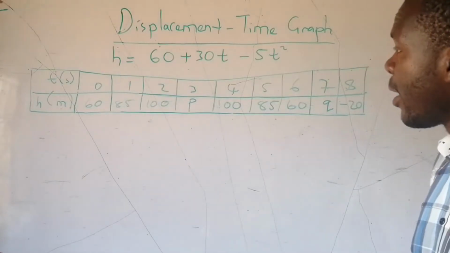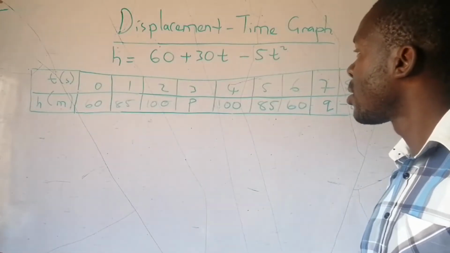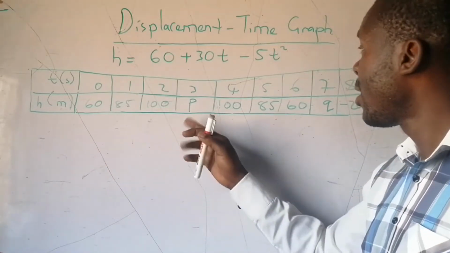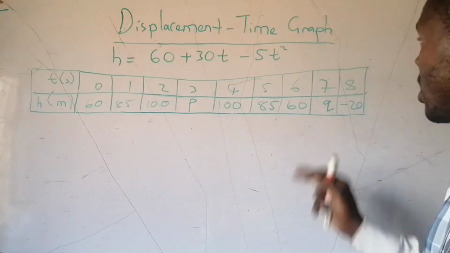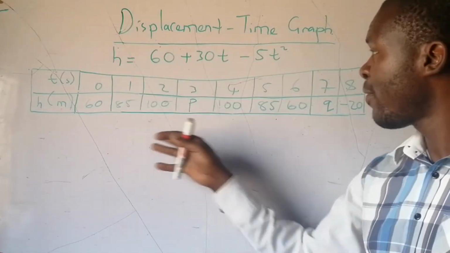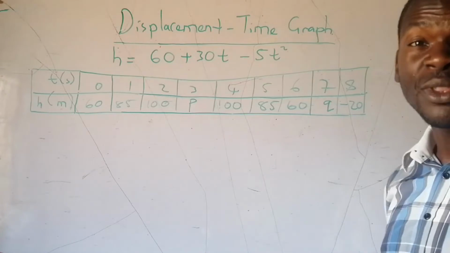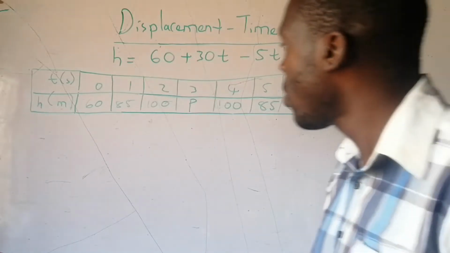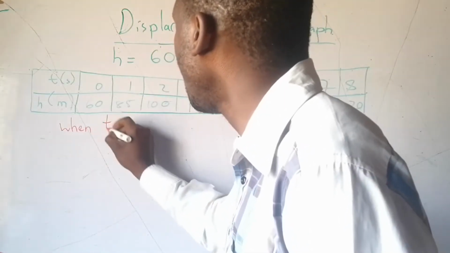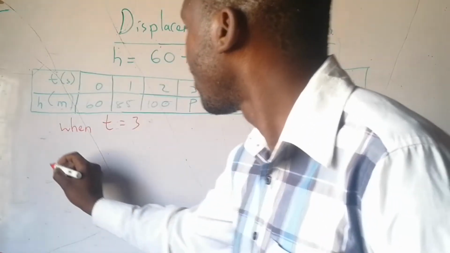Now, in terms of the first question, it is saying we have to find the value of p and q. So think of this function as a quadratic function. To find the value of p and q, we just do the substitution. So we say when t is equal to 3.